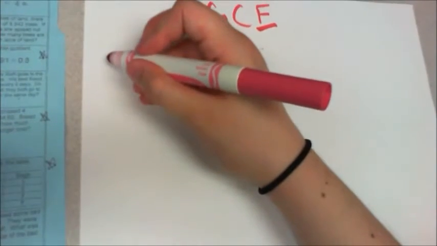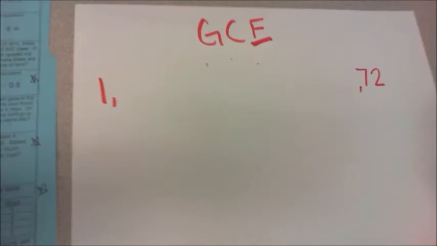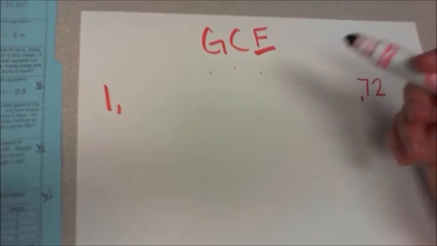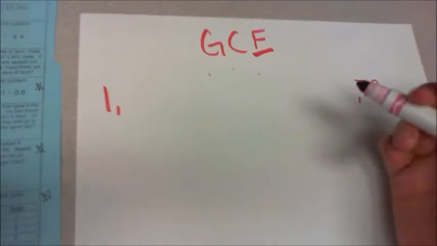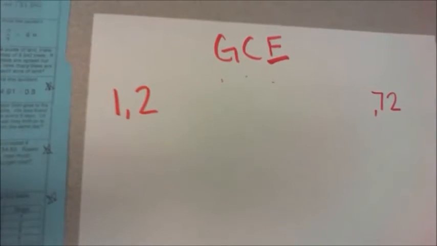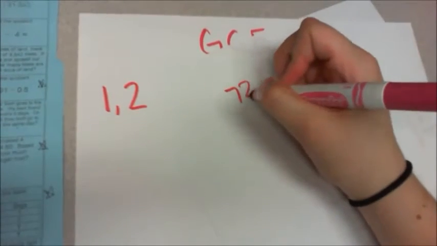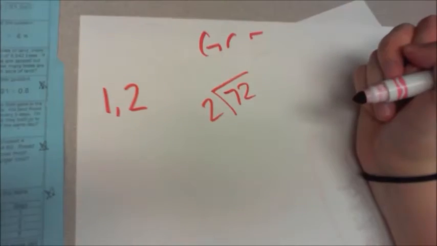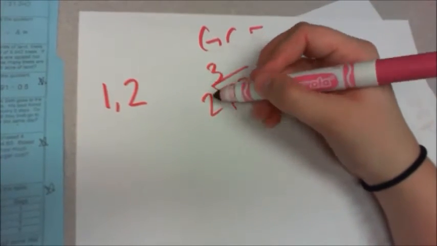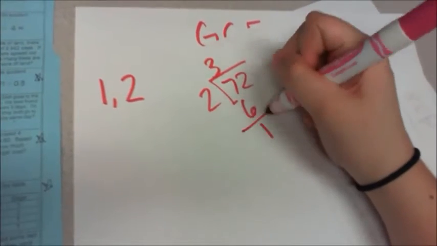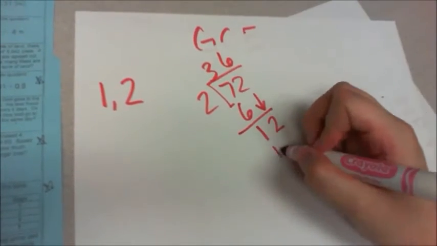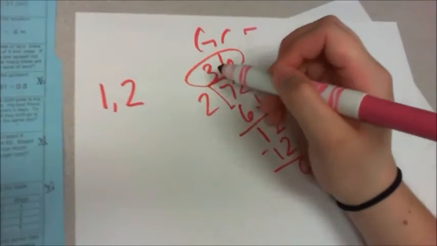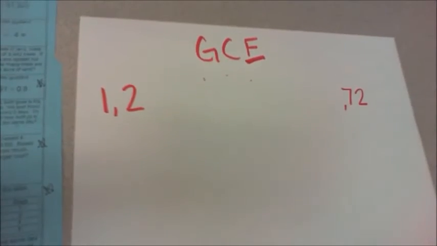So for 72, we obviously know that 1 times 72 is going to give us 72. Now let's move to 2. 2 will obviously go into 72 because it's an even number. Well, let's find out how many times it will go into 72. 2 goes into 7 3 times. 3 times 2 is 6. Subtract. Bring down. 2 goes into 12 6 times. So 2 times 36 will give me 72.